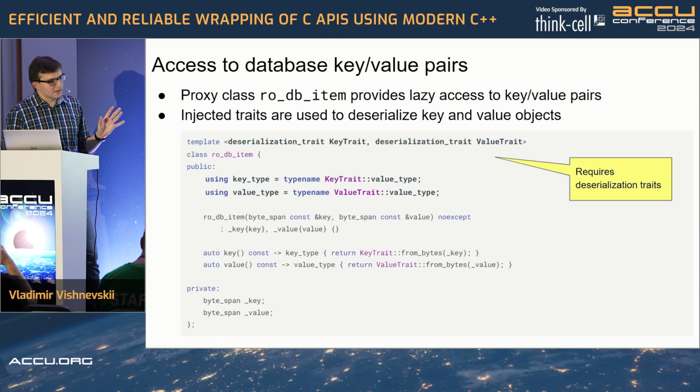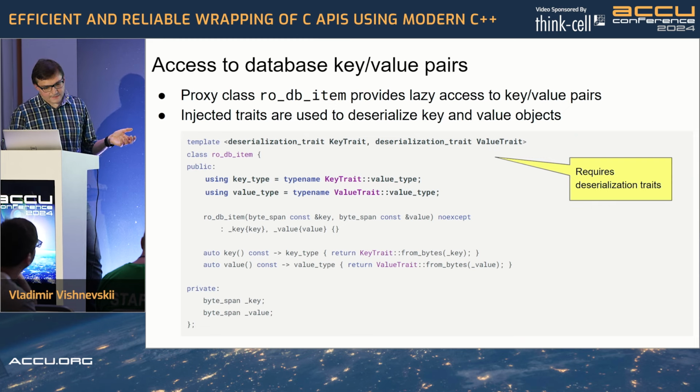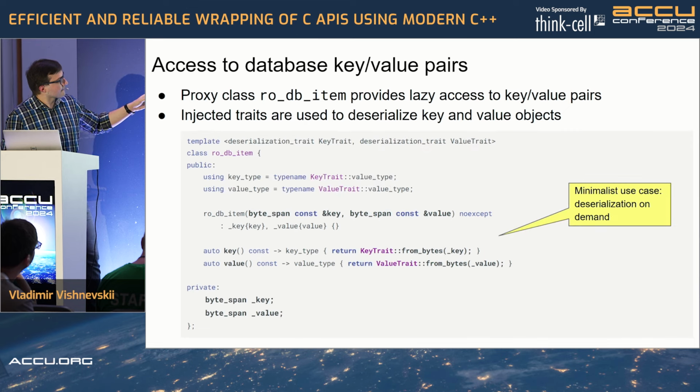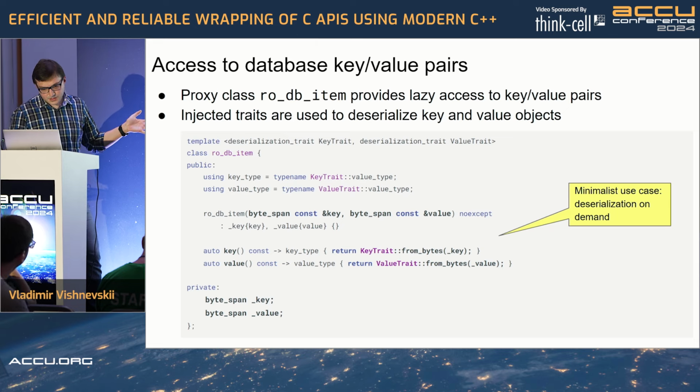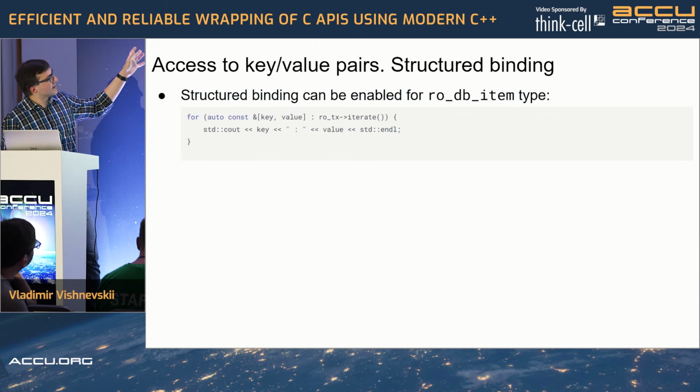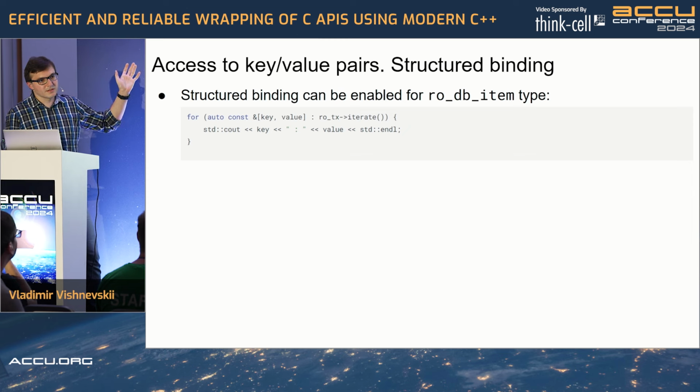The thing is that we do not want to call deserialization all the time. In some cases, we do not need to deserialize the object that we retrieve from the database. But when the client wants to get those values, then it will be triggered. So that means that we perform it in a lazy manner. Yeah. But in some cases, it will be beneficial if the key and value are supposed to be retrieved, that we can use the structured binding syntax here.